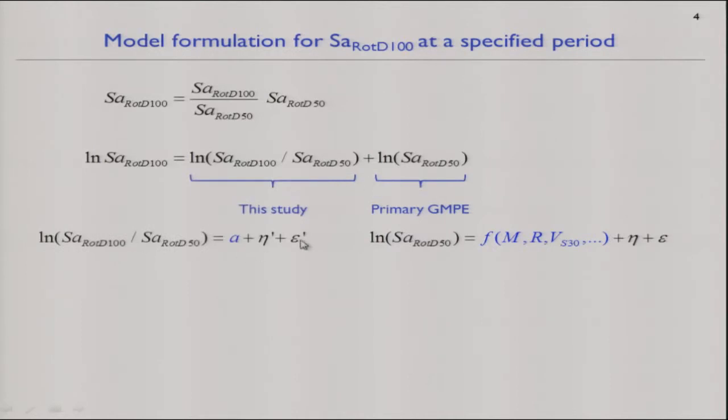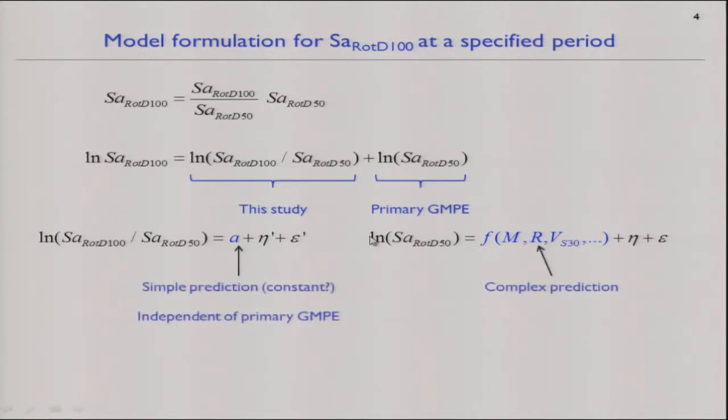Then this study aims to just provide a prediction for that first term in this equation, and this is going to be a much simpler prediction, as we'll see in a second. So the base ground motion prediction model catches all of the very complex magnitude, distance, site condition scaling, all of that type of stuff. The conversion to ROT-D100 is relatively simple, potentially even a constant as a function of period. We'll discuss that in a little bit.